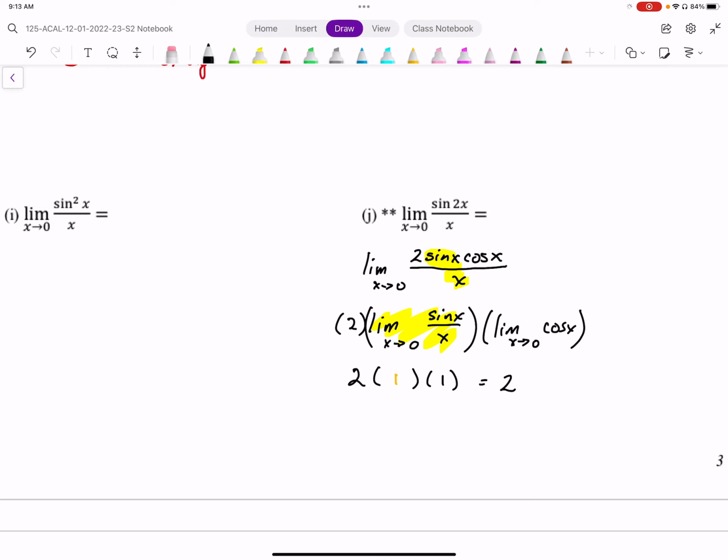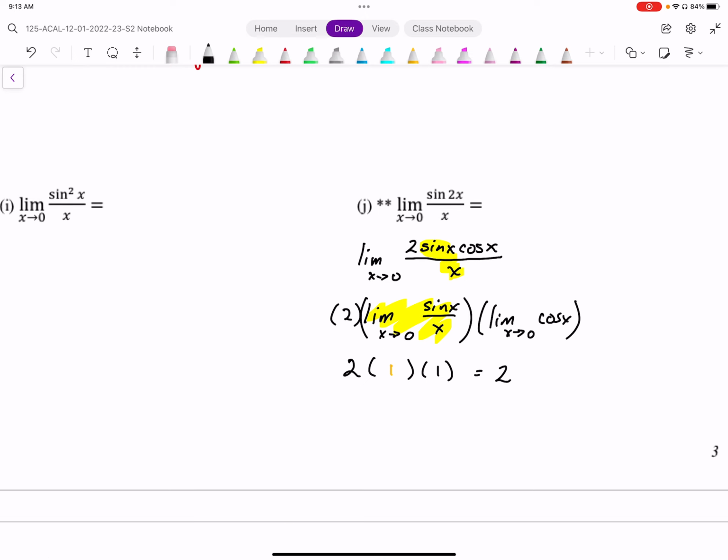Now, there is a generalization for this, in that if we have the limit as x goes to 0 of sine of some factor a times x over x, this actually works out to be that factor a. I'll write this like this. If we have some factor a multiplying the angle, that limit works out to be a.